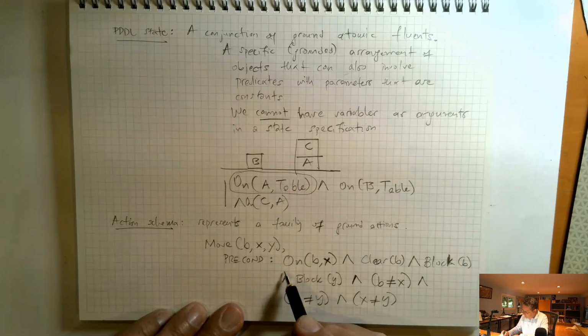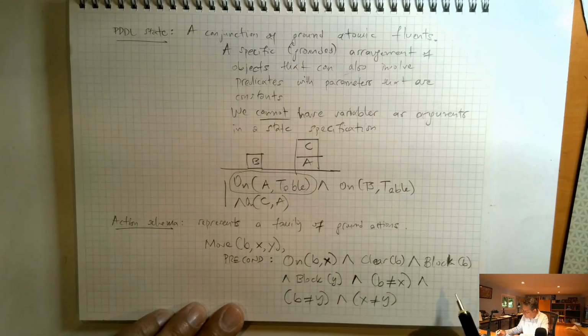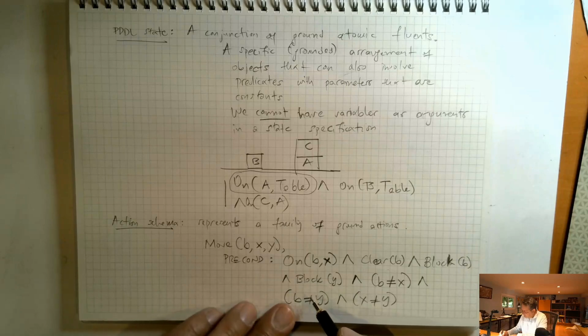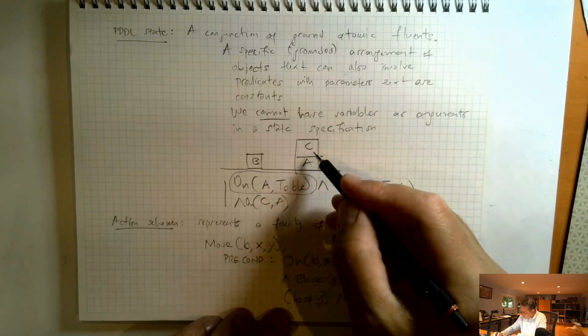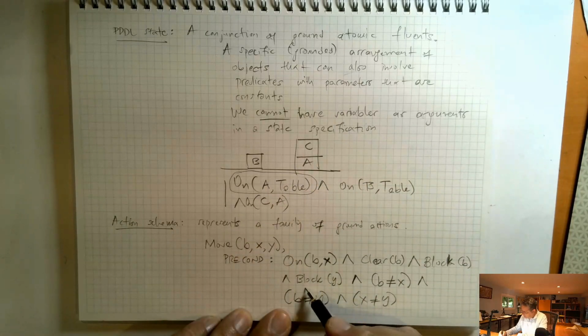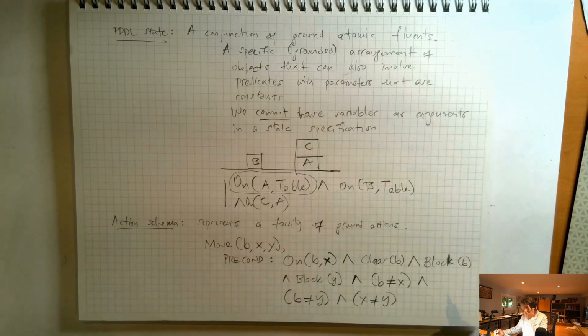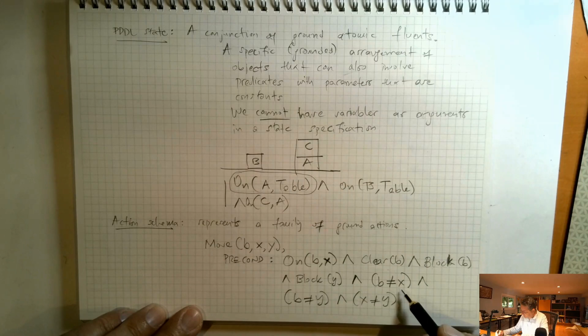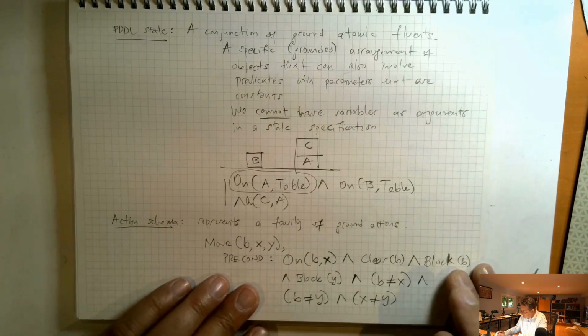These preconditions, this conjunction, need to be satisfied, need to evaluate to true. And of course, it will evaluate to true when all of these conditions evaluate to true. So definitely B is a block, so this evaluates to true. Definitely the Y, so the C is a block as well, so Y is C in this case. B is different than the table.